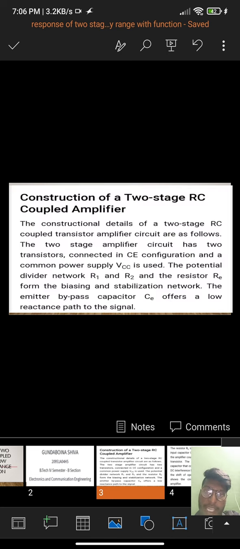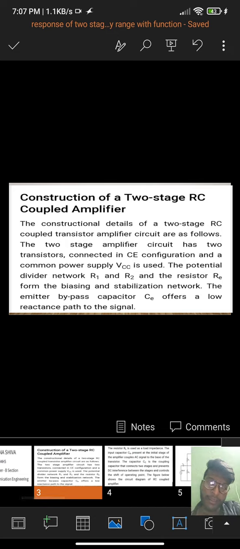Construction of two-stage RC coupled amplifier. The construction details of a two-stage RC coupled transistor amplifier circuit are as follows. The two-stage amplifier circuit has two transistors connected in CE configuration, and a common power supply VCC is used. The potential divider network R1 and R2 and the resistor RE form the biasing and stabilization network. The emitter bypass capacitor CE offers a low reactance path to the signal.